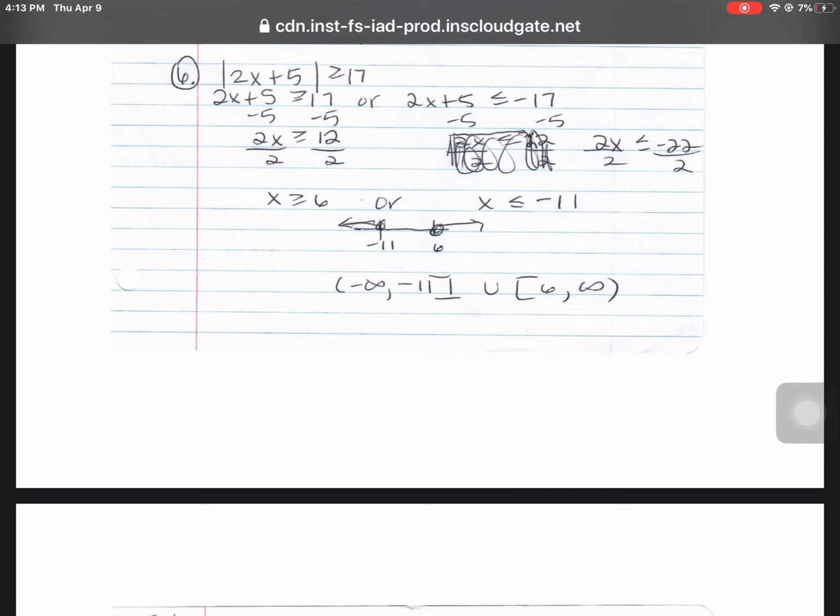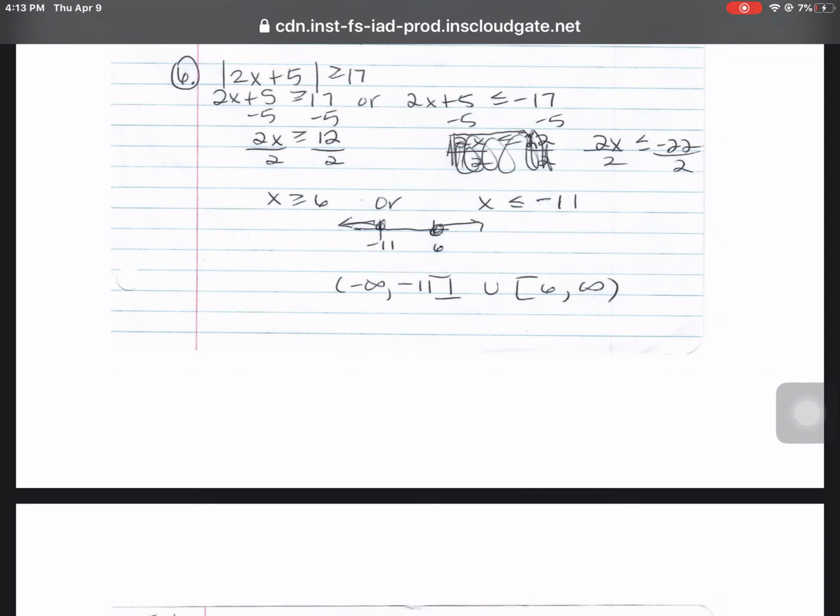On the left side, subtract 5 on both sides, divide by 2. When you subtract, the symbol stays. When you divide by a positive, the symbol stays. On the other part, you also subtract 5 and divide by 2. When you divide by a positive, the symbol stays the same. So we get x is greater than or equal to 6, which means include to the right of 6. Or x is less than or equal to -11, which means include less than's on the left side.